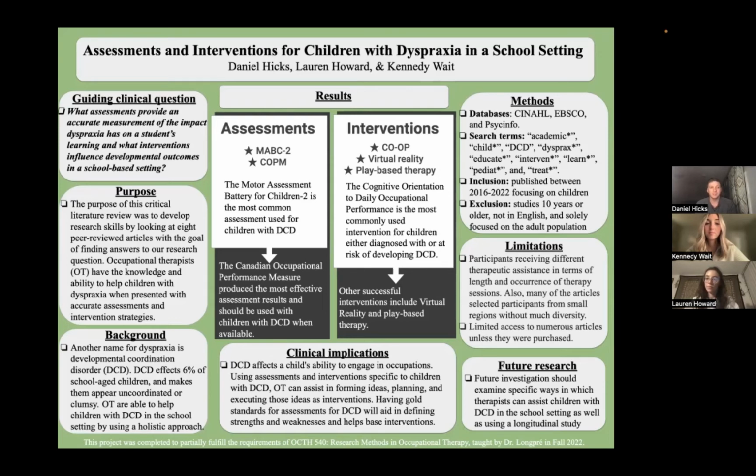Starting with assessments, we found that the Movement Assessment Battery for Children 2, or the MABC2, is the most common assessment used for children with DCD. However, the Canadian Occupational Performance Measure, or COPM, produced the most effective assessment results and should be used with children with DCD when available.